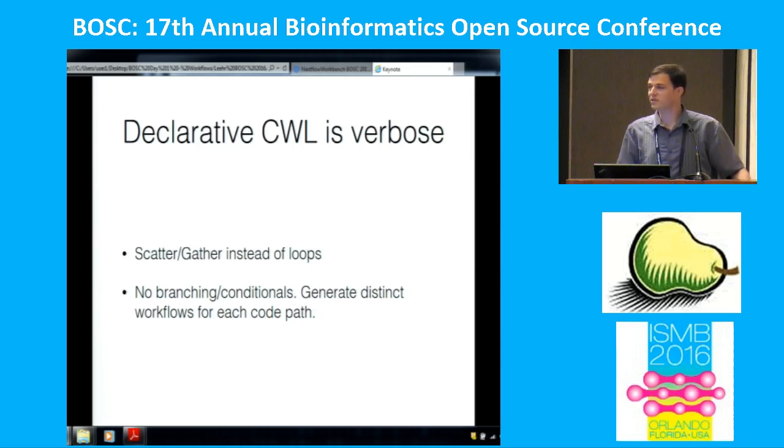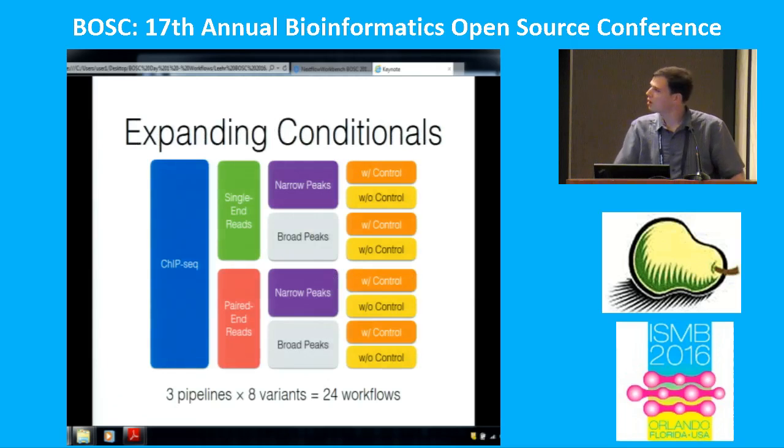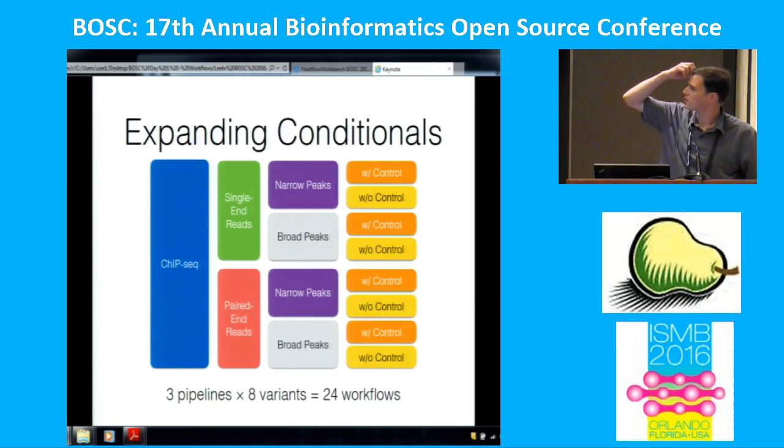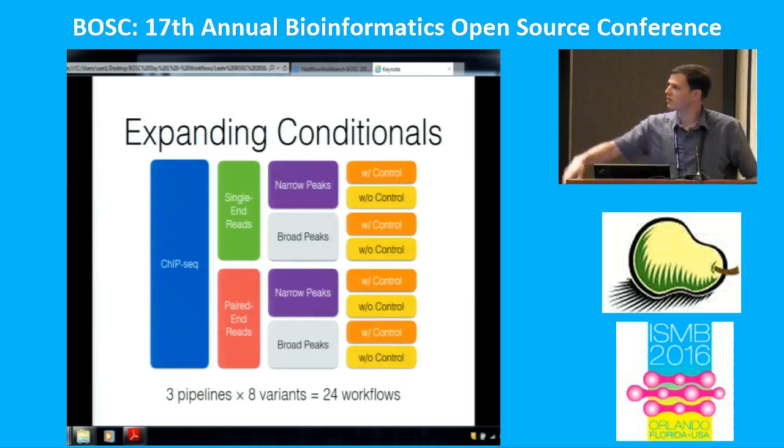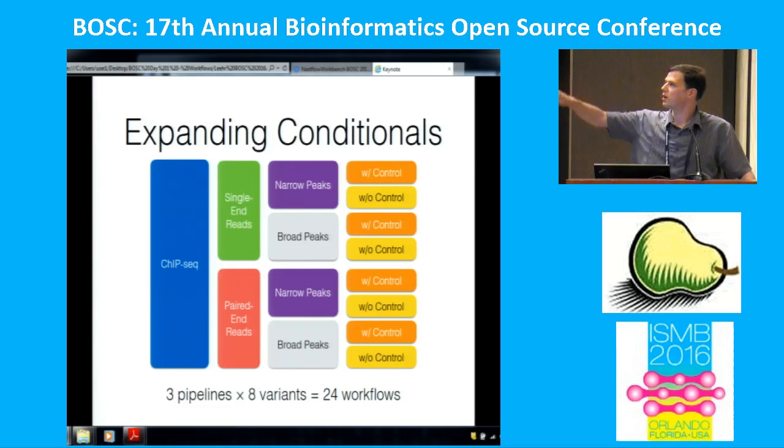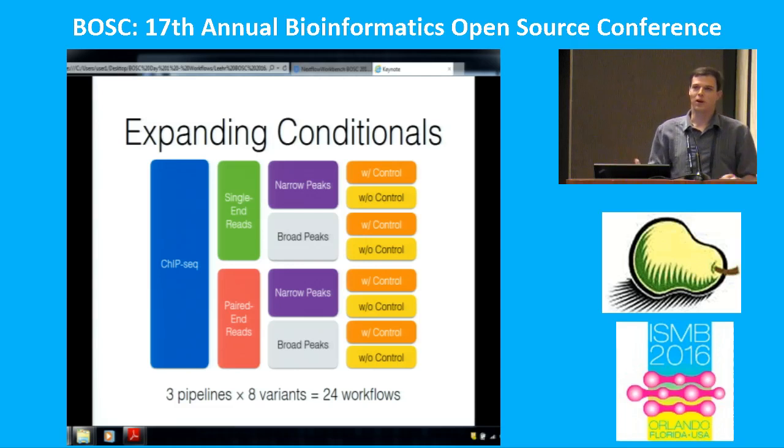and then gather up the results and funnel those back together. It did increase the verbosity of some of the things, but we end up with more tightly defined steps in the workflow. Here's an example of expanding the conditionals. For the ChIP-seq workflow, we start right off the bat with switches where we need to take a different path. Are we doing single end reads or paired end reads? What kind of peaks are we looking for? And was this experiment conducted with control samples or without control samples?